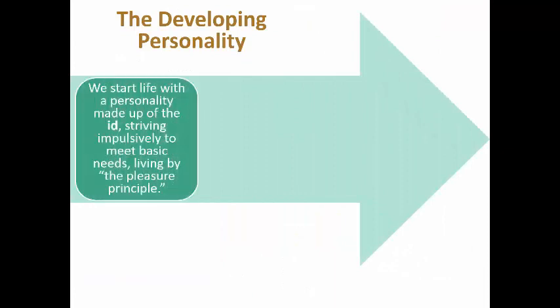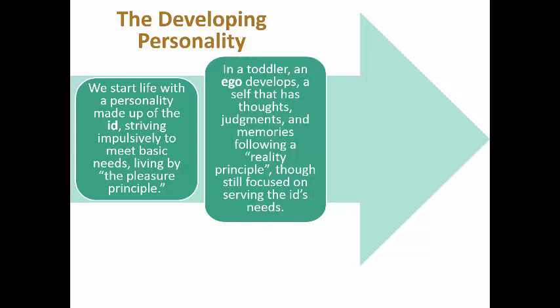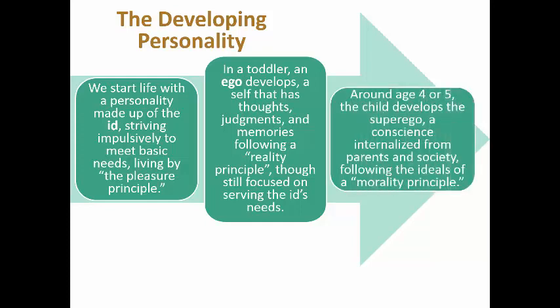So we start life with a personality made up of the id, which is striving impulsively to meet the basic needs of living by the pleasure principle. So you'll often hear the pleasure principle tied with the id. Again, you'll see this amongst toddlers, putting things in their mouth and trying to touch their genitalia, so that they're doing whatever they can to pleasure themselves. As the toddler develops, the ego develops, and a self that has thoughts, judgments, memories, and follows the reality principle. So that's what's going on in real life, but it's still focused on the id's needs.